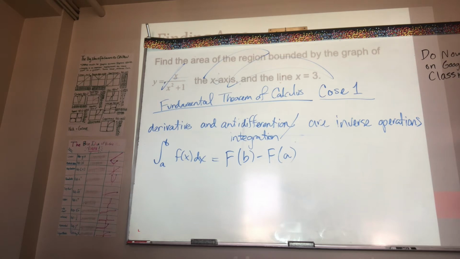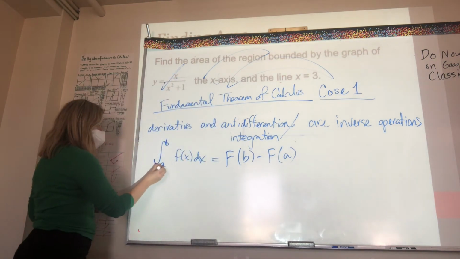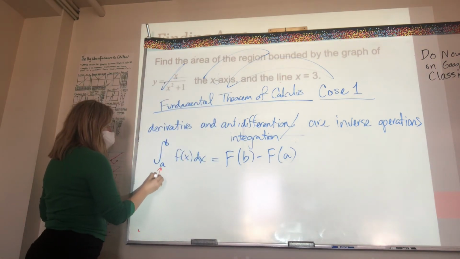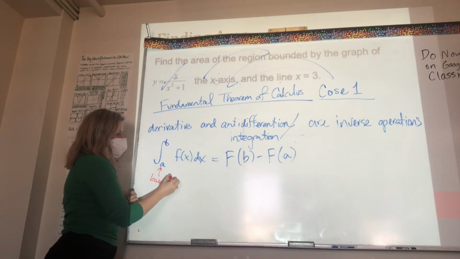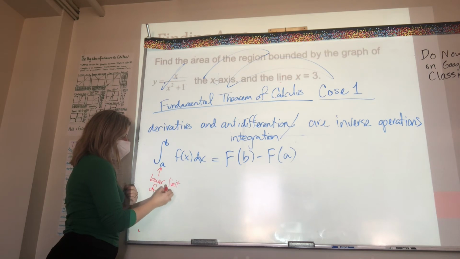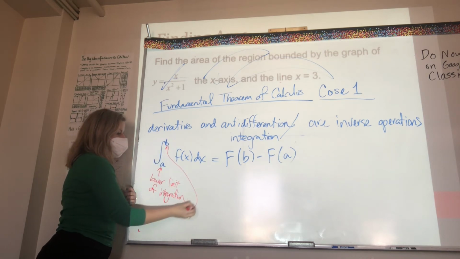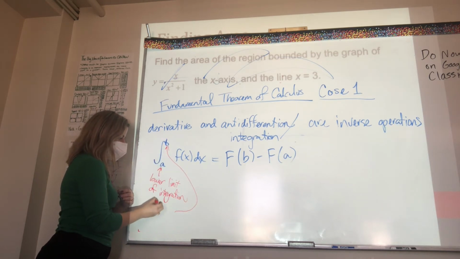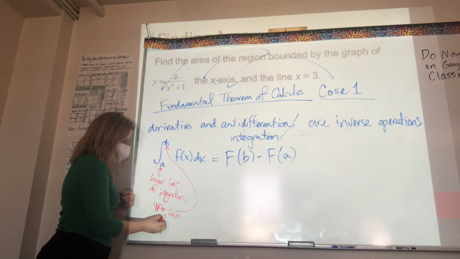Where did B and A come from? Right, so let's label some stuff. These are limits of integration. This is the lower, okay, vocab terms alert, this is the lower limit of integration. This is different from the upper limit of integration.